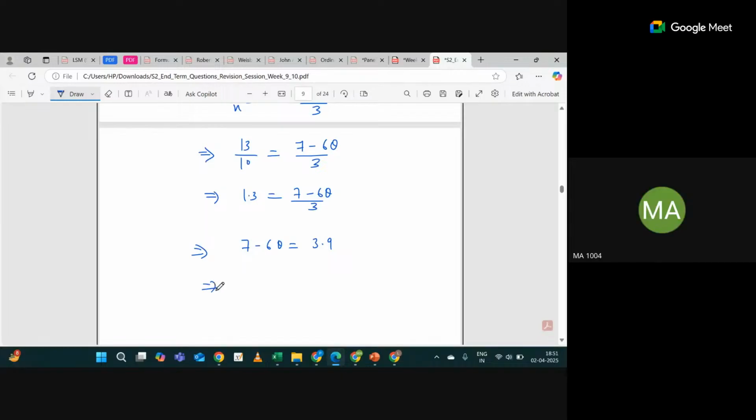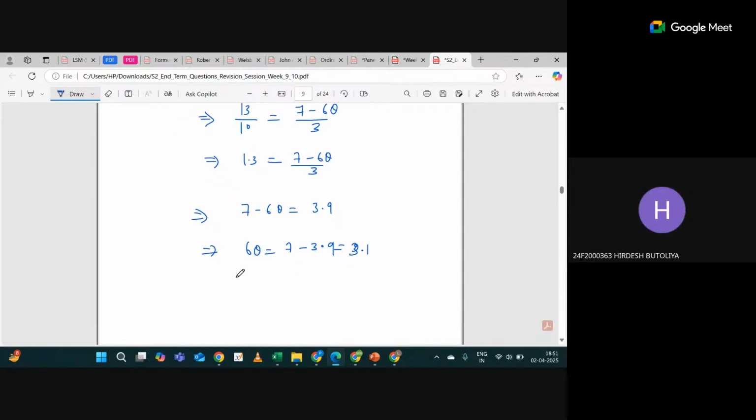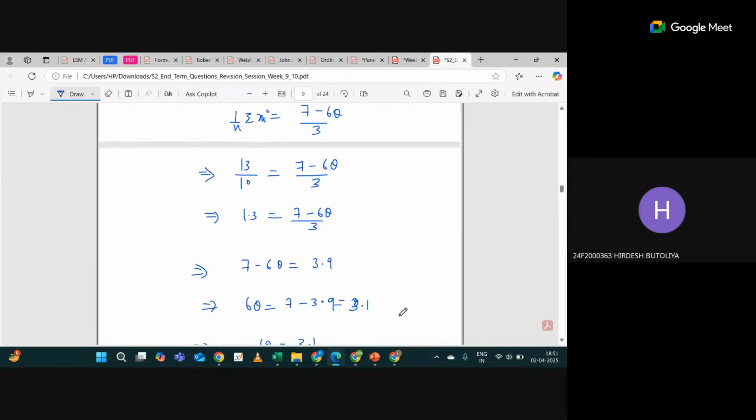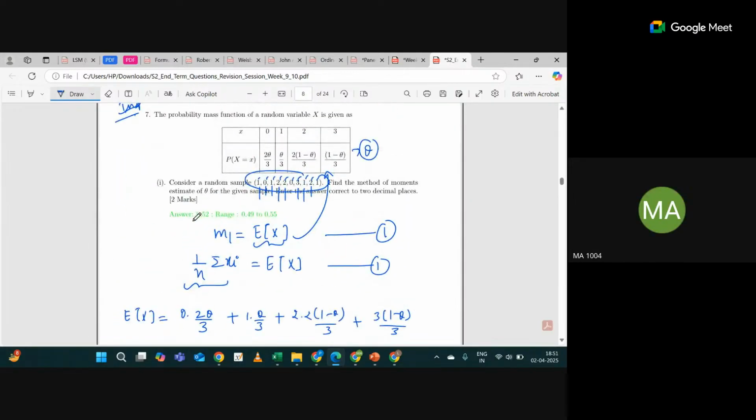So 6 theta will be 7 minus 3.9, which is nothing but 3.1. So 6 theta is 3.1, and theta is 3.1 divided by 6, which is 0.52 something. So 0.52 is the correct answer. So you can see, right? Now, are you able to relate the formula? Okay, great.